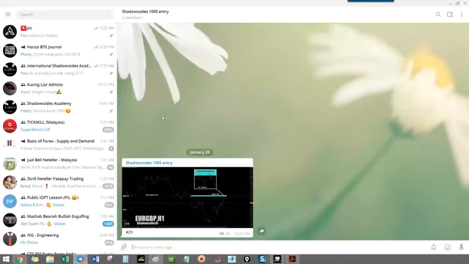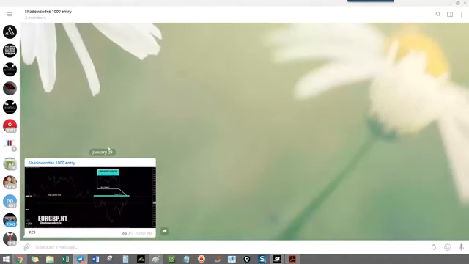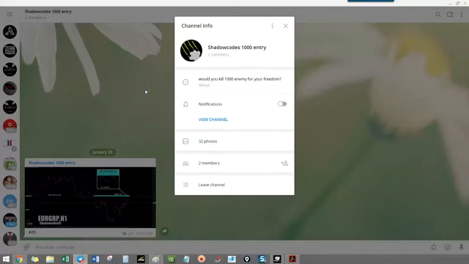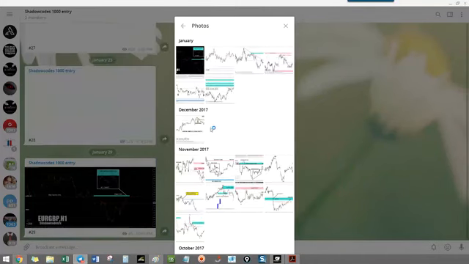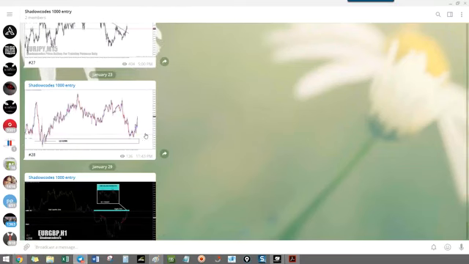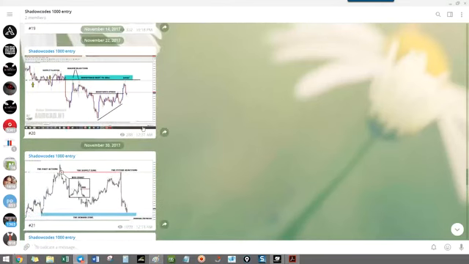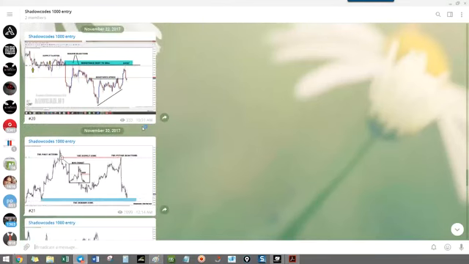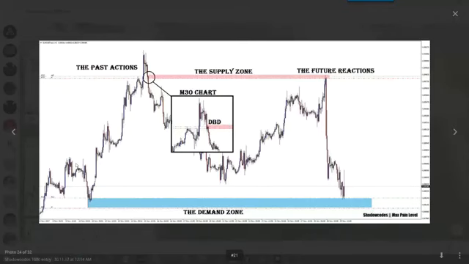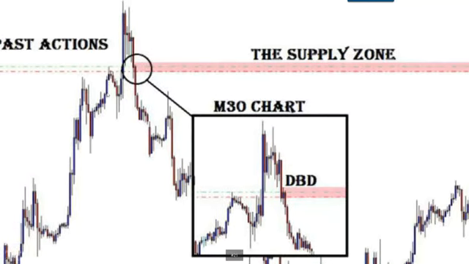1000 entry. Wait a moment. It's loading. ST1 on the same level. This is ST1 trait. This is ST1 trait.